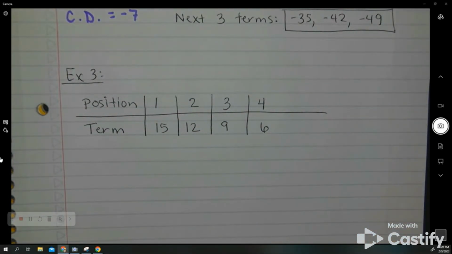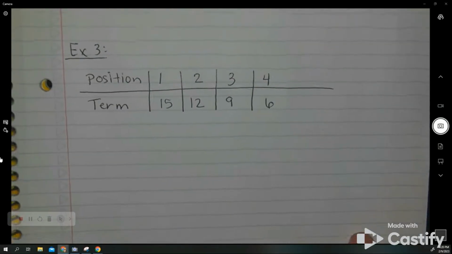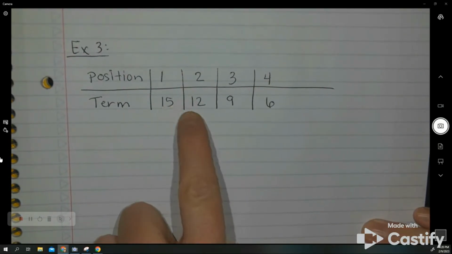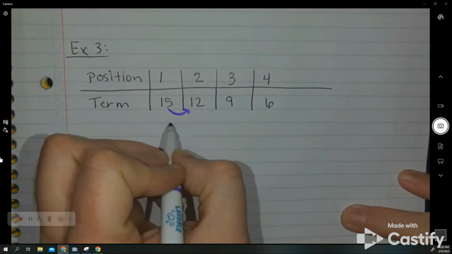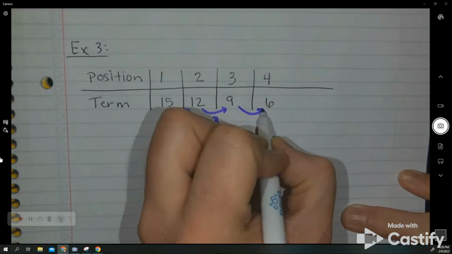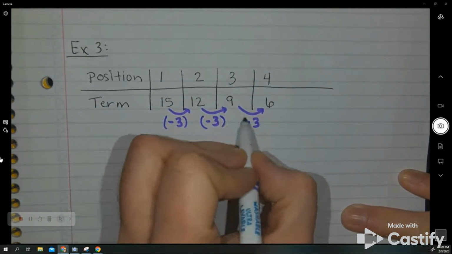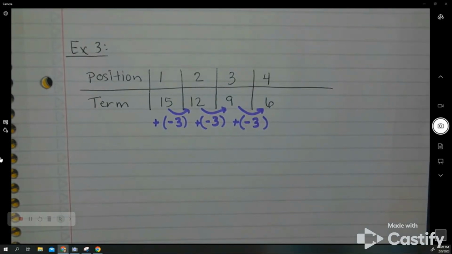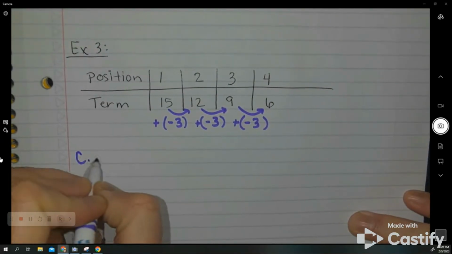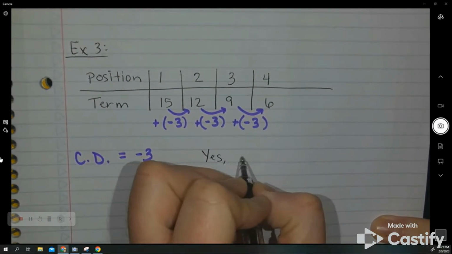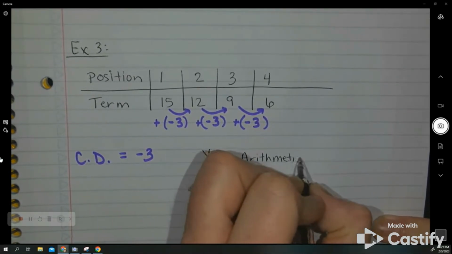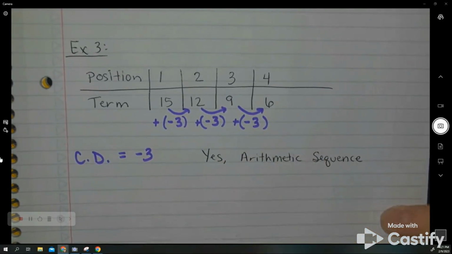As we look at these, we're trying to figure out what is our common difference, because if it's going to be an arithmetic sequence, we have to have a common difference. From 15 to 12, I notice I'm subtracting 3. From 12 to 9, I'm subtracting 3. And from 9 to 6, I'm also subtracting 3. So it looks like I am doing the same thing every time, adding -3 every time, or in other words, subtracting. So I noticed that the common difference, again, we'll label that CD, is -3. Because I have this common difference and it was making a straight line pattern, we can say that yes, this is an arithmetic sequence. Check for those common differences just to make sure that we've got our arithmetic sequence or not.